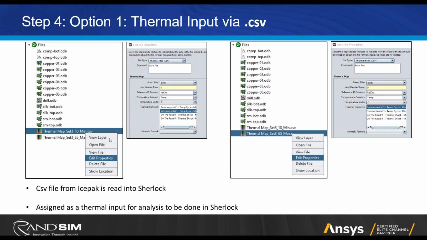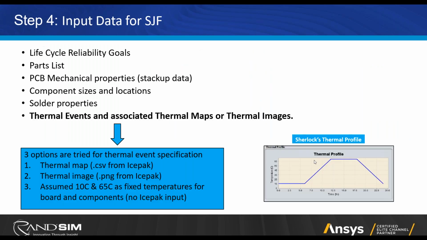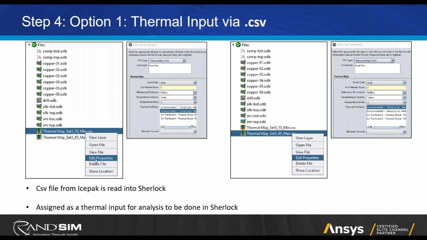So you take in your CSV information pretty easily. You just drag it right into this files tree, and then you can say it's being affected by that thermal cycle, which we detailed here, by going to edit properties and then pointing to that.